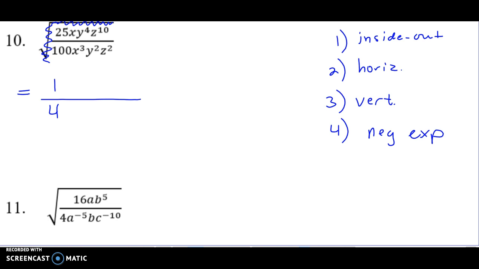Now we're going to kind of go variable by variable by variable. So there's nothing to do horizontally, right? There's only one set of x's on the top. There's nothing to combine. So now we can go vertical, inside out. So if I have 1 x on top and 3 x's on bottom, how many are going to cancel? 1 of each, right? And how many are left and where are they at? X squared on the bottom.